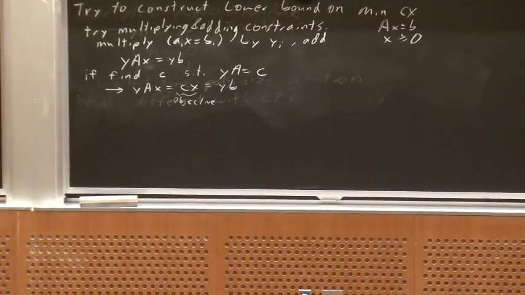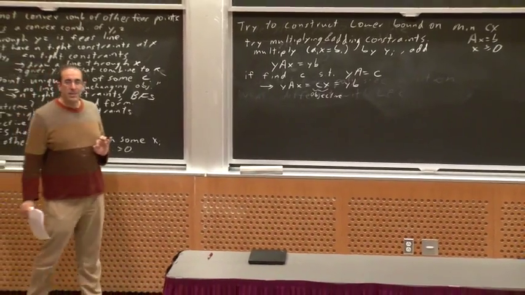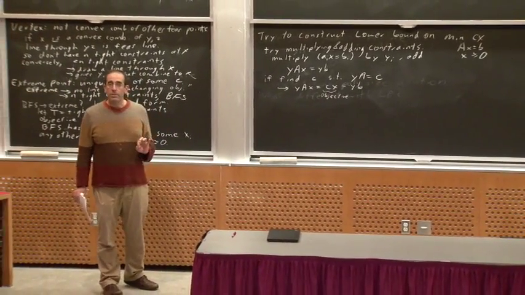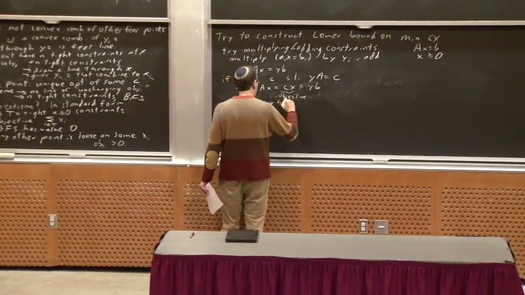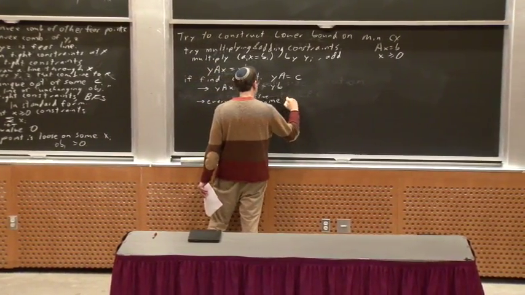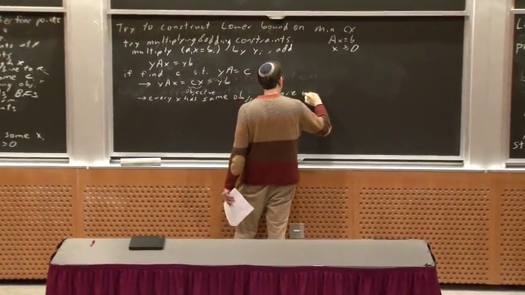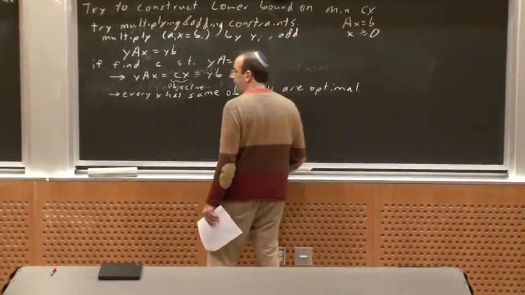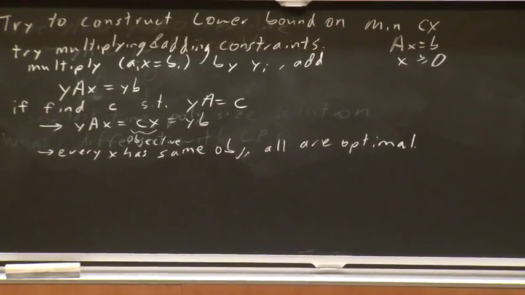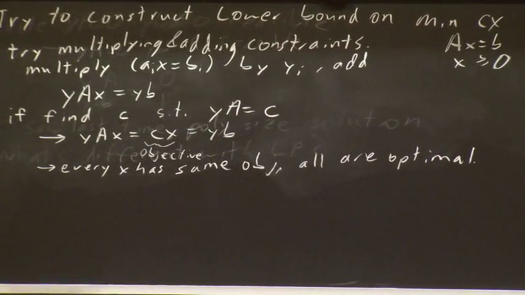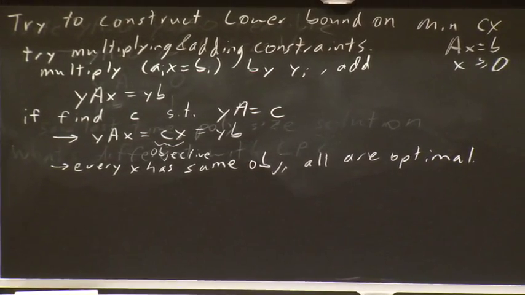So if I'm able to find this magic c such that yA is equal to c, then what have I actually shown? I've shown that every feasible x has the same objective value. Every x has the same objective. So they're all optimal. So that's a weird special degenerate case. If I can do exactly the right kind of manipulation of my equations, I end up discovering that everything has the same objective value.